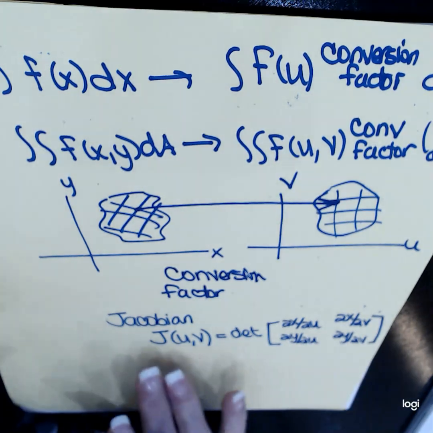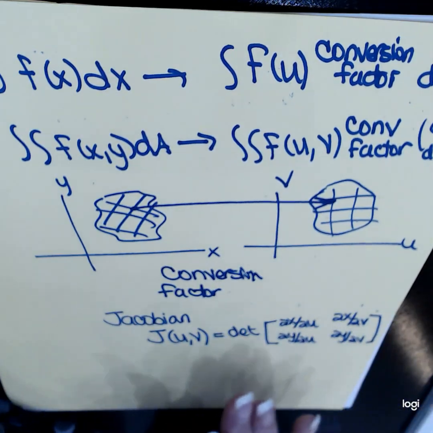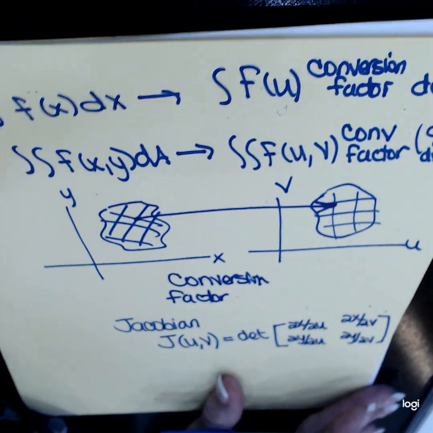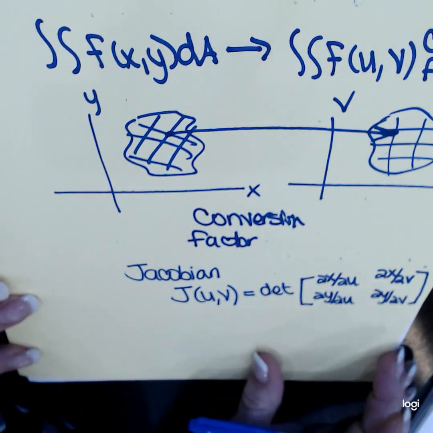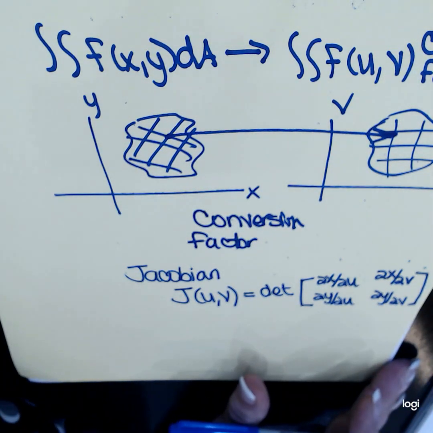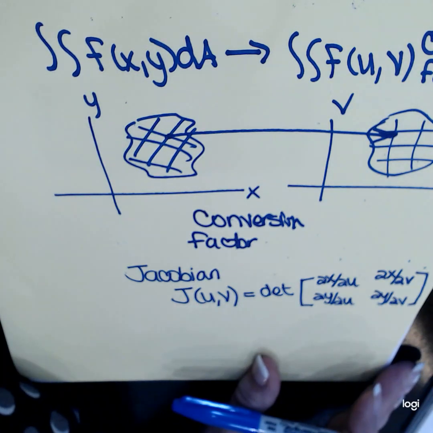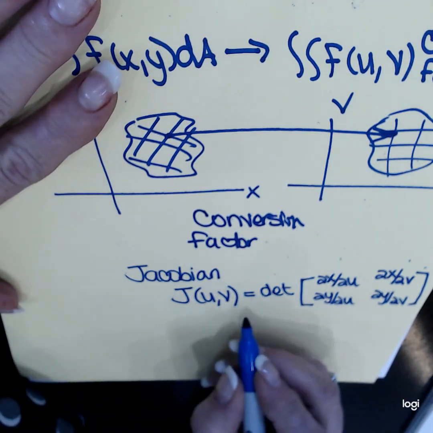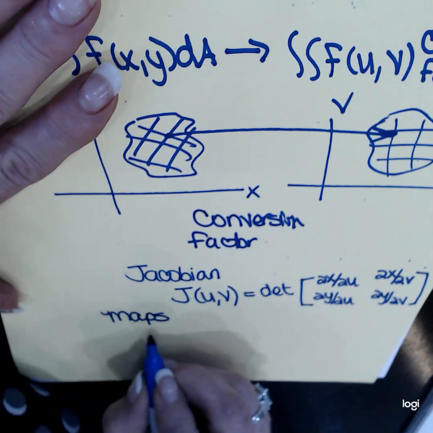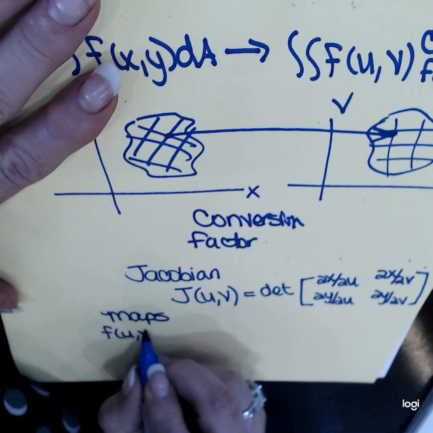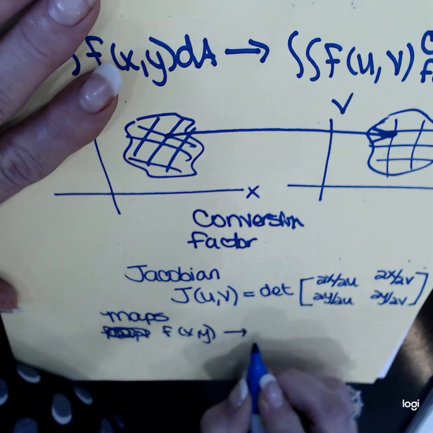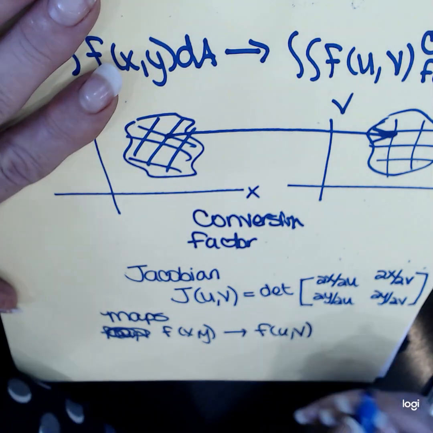Now, if you're interested in exactly why this particular conversion factor works, you can check Khan Academy, who does a decent job, I think a pretty good job actually, of showing you what that conversion is about. It's kind of a difficult concept at this point, but basically the Jacobian is what allows us to map functions of x and y over to functions of U and V.